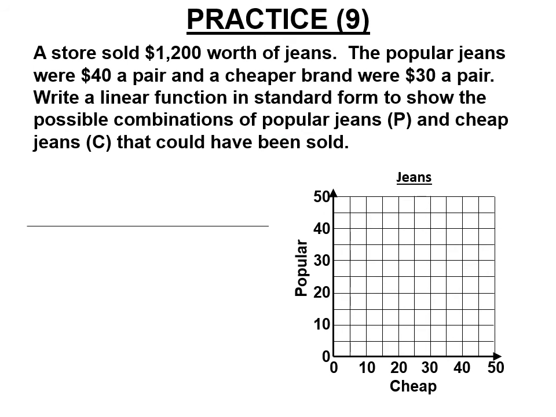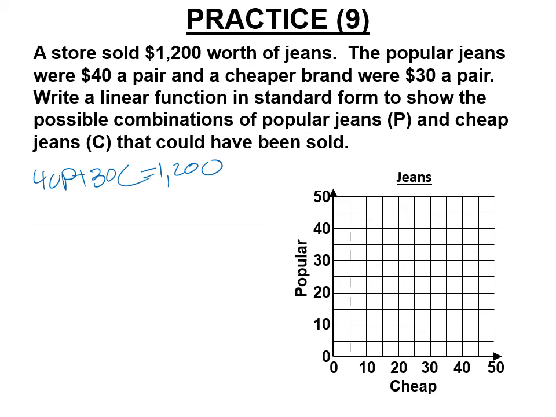All right, a store sold $1,200 worth of jeans. The popular jeans were $40 a pair, 40p. And the cheaper jeans were $30 a pair, 30c. Write a linear function, and we spent a total of $1,200. There's your linear function. Write a linear function in standard form to show the possible combinations of popular and cheap jeans.